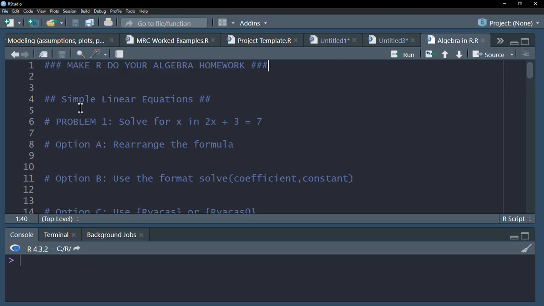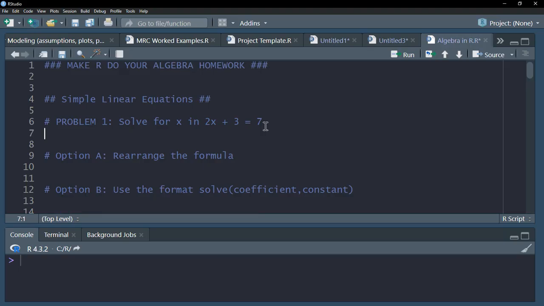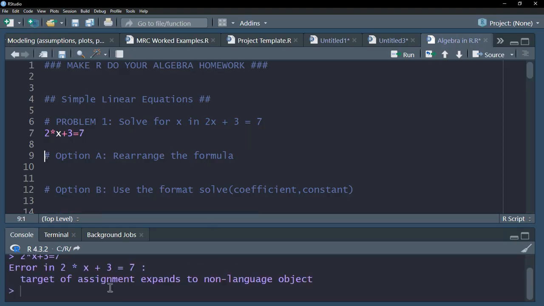We can use R to solve simple linear equations. There's a few different ways we can do this. So our first problem, we're solving for x in this equation: 2x plus 3 equals 7. Now the answer is going to be 2, because if we double something and add 3 to get 7, the only thing that's going to give us that is 2. One way that we can solve this is by just rearranging the formula. You might immediately have the thought, can I do something like 2 times x plus 3 equals 7? Let's see what happens. It says no.